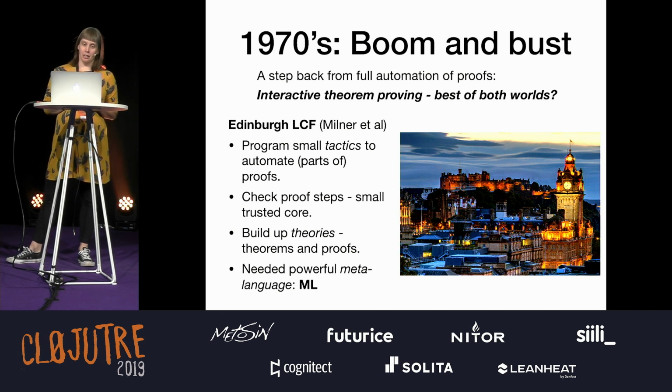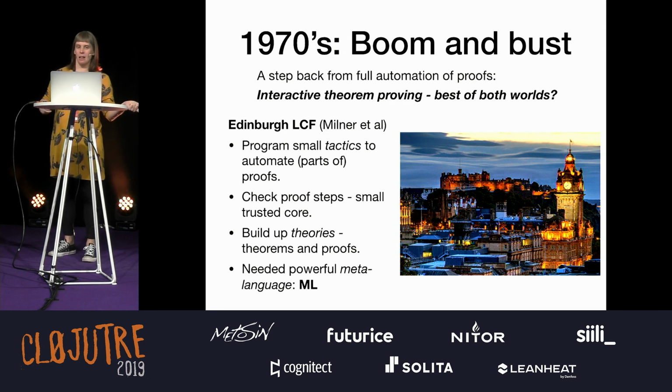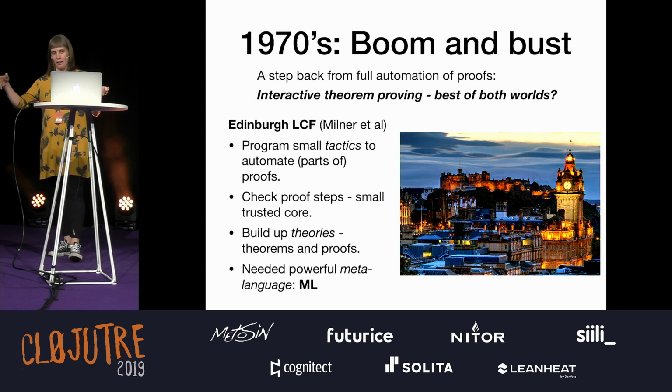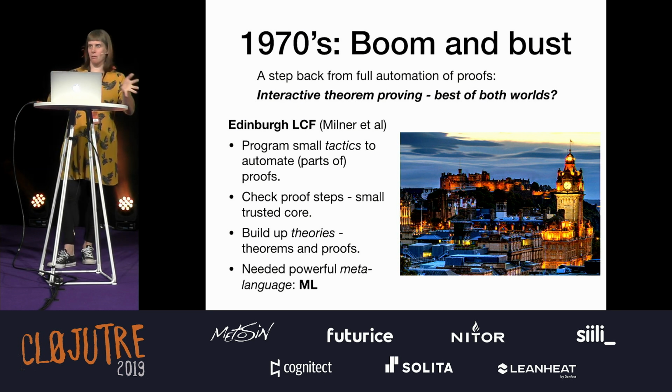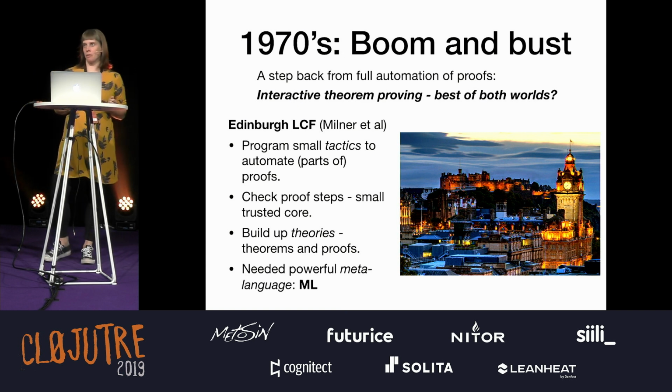In the 1970s, there were some researchers in Edinburgh that thought, OK, well, we can't have full automation, and it's really boring to just check everything. But can we do some sort of combination? So maybe we can have an interactive mathematical system where the human does some parts and the computer checks that it's okay.